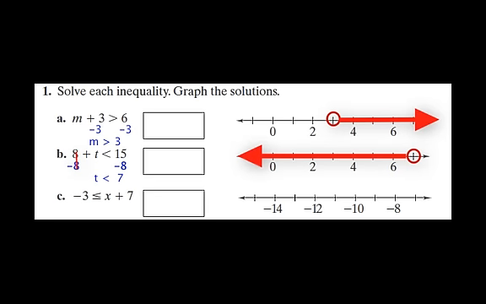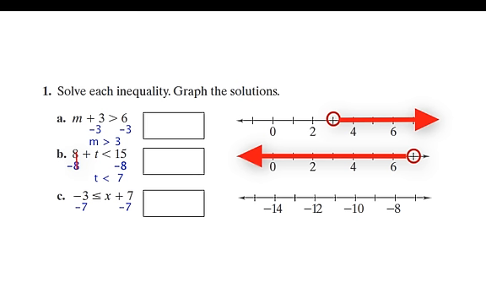For letter C, x is on the right-hand side, so we take a look and see what's happening to it. 7 is being added, so the opposite of that is to subtract 7. So we subtract 7 from both sides. On the left-hand side, we have negative 3 minus 7, which is negative 10. On the right-hand side, 7 minus 7, they cancel each other out, and you're just left with x. So negative 10 is less than or equal to x.